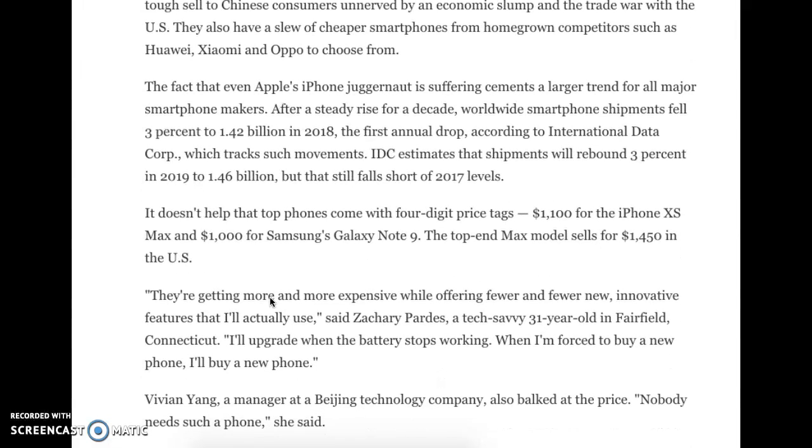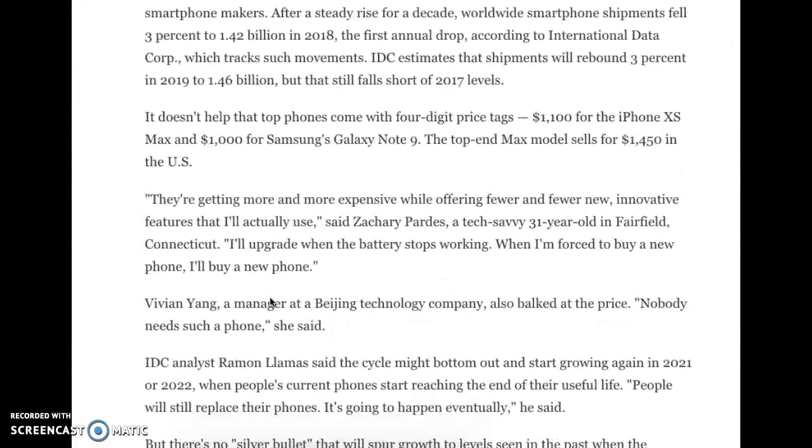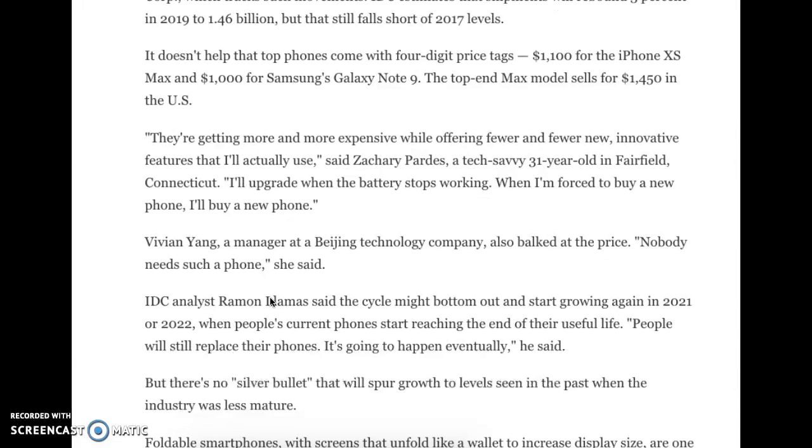It doesn't help that the top phones come with 4-digit price tags, $1,100 for the iPhone XS Max and $1,000 for Samsung's Galaxy Note 9. The top-end Max model sells for $1,450 in the US. Quote, they're getting more and more expensive while offering fewer and fewer new innovative features that I'll actually use, says Zachary Pardis, a tech-savvy 31-year-old in Fairfield, Connecticut. I'll upgrade when the battery stops working. When I'm forced to buy a new phone, I'll buy a new phone.